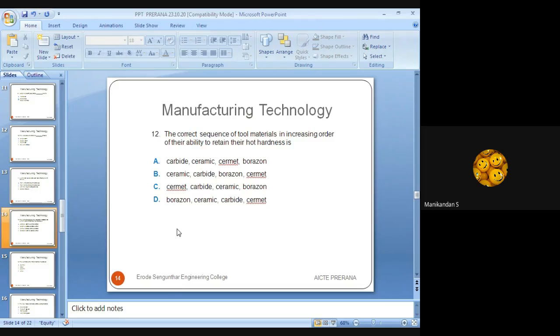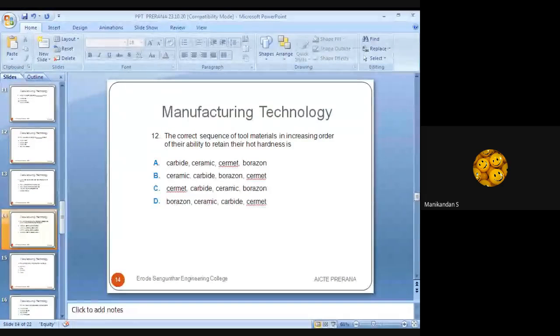Which one is the correct one? Any guesses?